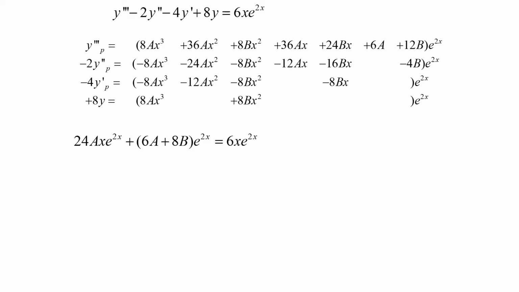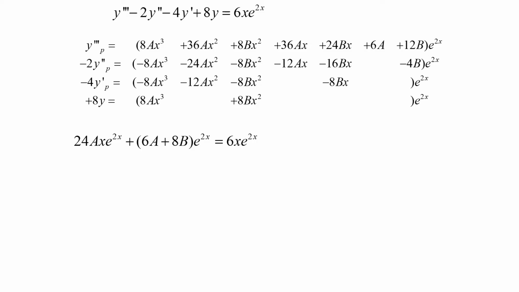36ax minus 12ax gives us 24ax e to the 2x. 24bx minus 16bx minus 8bx, those cancel out. 6a is by itself, so I get 6a. And then 12b minus 4b gives me 8b, so I get 24ax e to the 2x plus (6a plus 8b) e to the 2x equals 6x e to the 2x.